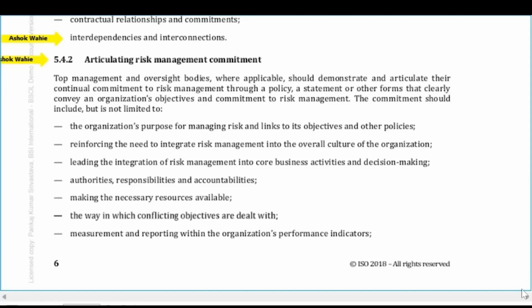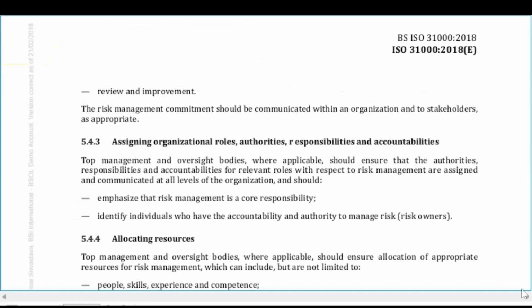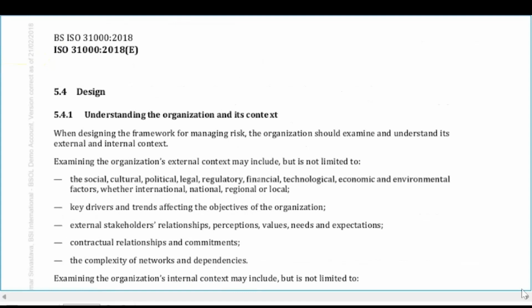So, what is the purpose? Why have you established a risk management framework? What are the results you want to achieve? What is the commitment that you have made towards the risk management framework? Now, this commitment should include the following: A, B, C, D, 1, 2, 3, 4, 5, 6, 7. In fact, there are more here, up to 8 and 9. Okay. Now, the first commitment which they need from the top management oversight body is this.